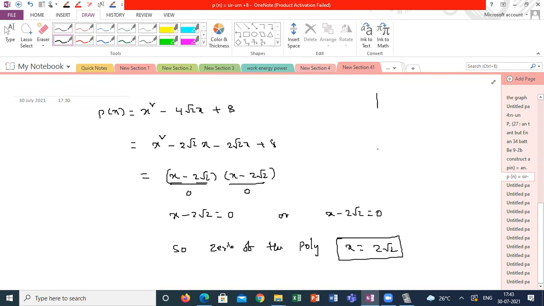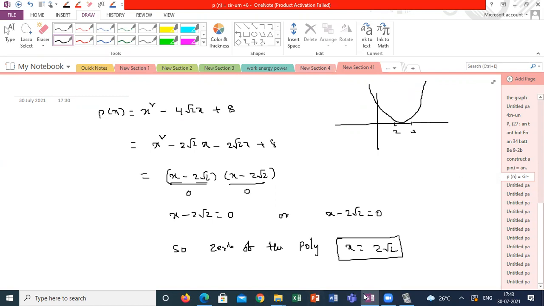That means the graph is touching the x-axis. x equals 2 root 2 is approximately 2.8, since root 2 is 1.414. This is 2, this is 3, and the graph will come like this. Understand what I'm saying? Yes, sir. So this is how we calculate the zeros of the polynomial in this situation. They won't give anything too complicated; they will definitely give it in an easier way.